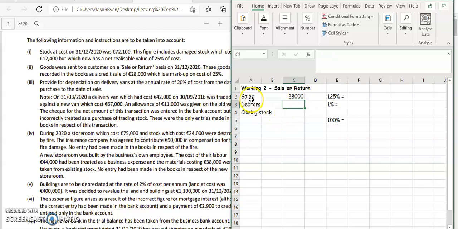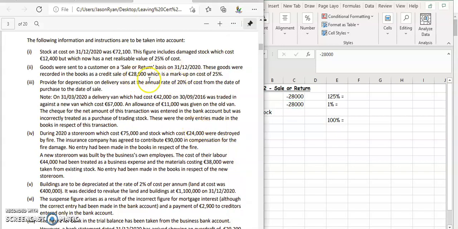Remember your double entry. You're usually going to be debiting your sales return account or debiting your sales account, and you're going to be crediting your debtors account. So our debtors are always going to go down by 28,000. These are going to go down. Our closing stock then is going to increase by how much the markup was.